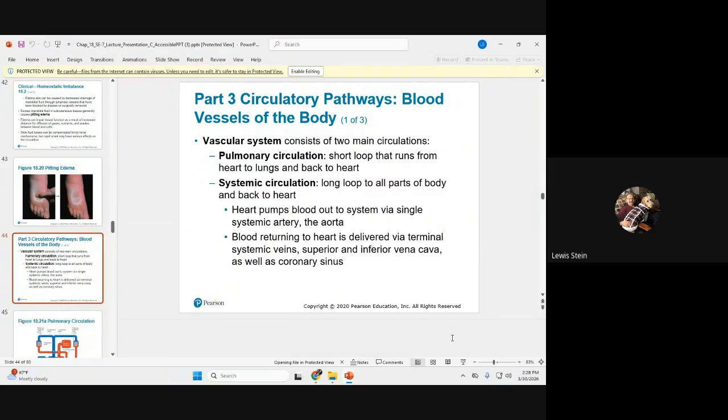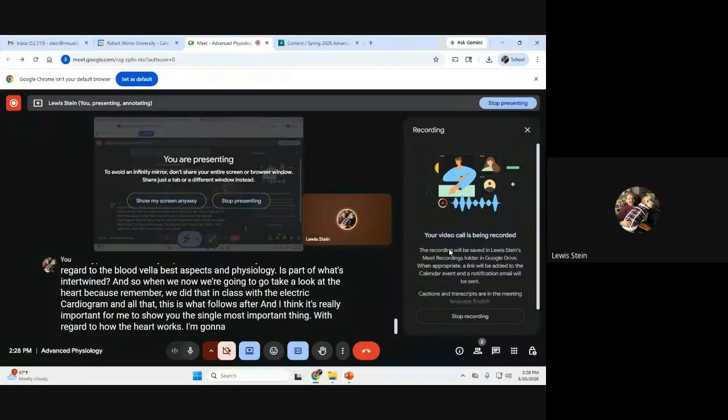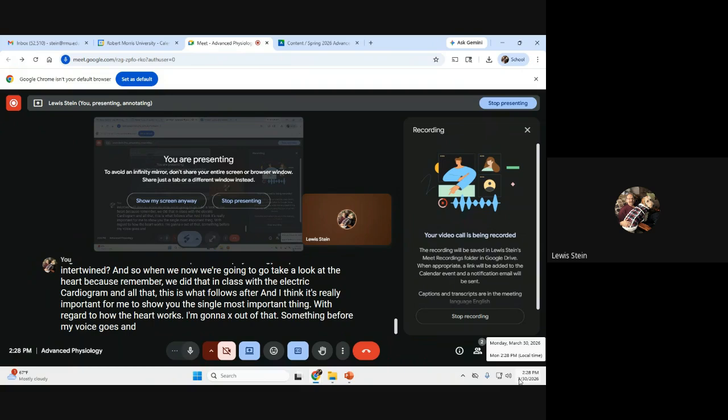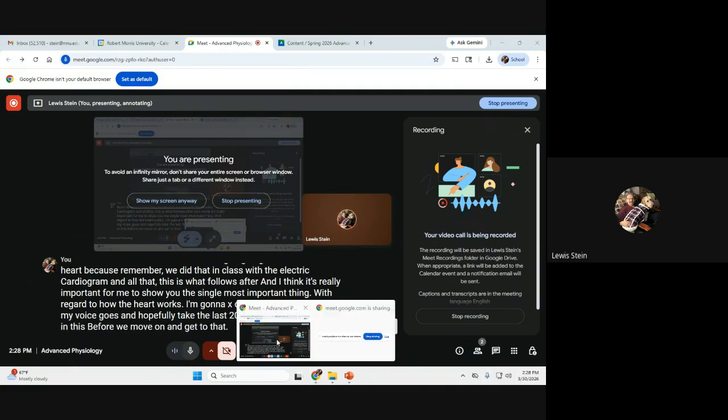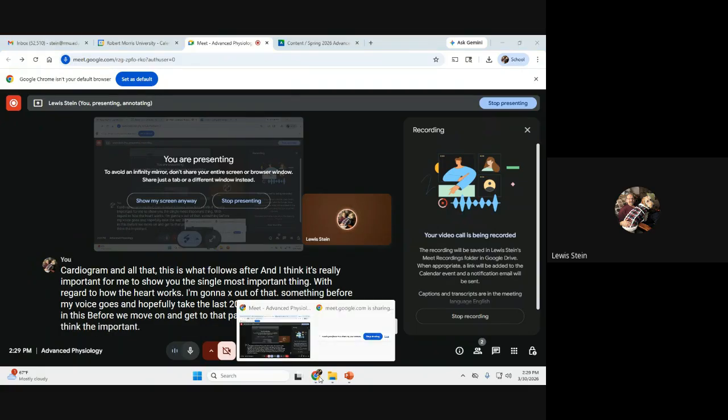And that really concludes it with regard to the blood vessel aspects in physiology. It's part of what's intertwined. And so now we're going to go take a look at the heart, because remember we did that in class with the electrocardiogram and all that. This is what follows afterwards. And I think it's really important for me to show you the single most important thing with regard to how the heart works. So I'm going to X out of that. Something before my voice goes, and hopefully take the last 20 minutes or so that we have in this before we move on and get to that part of the heart. And I really think the important part of me is to show you.